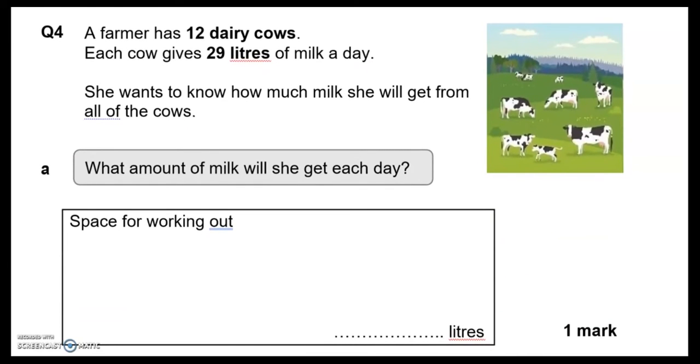Question 4. A farmer has 12 dairy cows. Each cow gives 29 liters of milk a day. She wants to know how much milk she will get from all of the cows. So it's 12 of them, 29 litres each. So 12 times 29, 348.